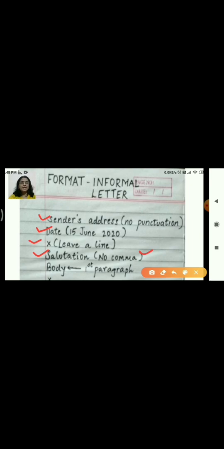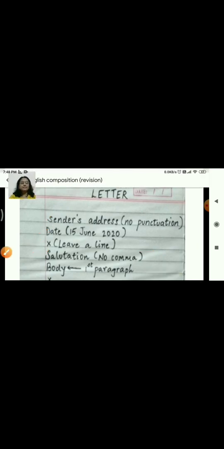Now let's see. So here you can see the first paragraph comes. After completing the first paragraph, here you can see the first paragraph is over. Then after the first paragraph, what do you do? You leave a line here, right? The cross indicates that you have to leave a line there.